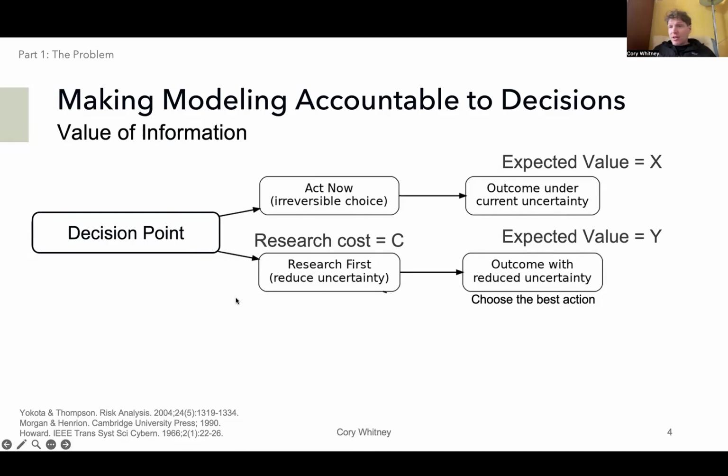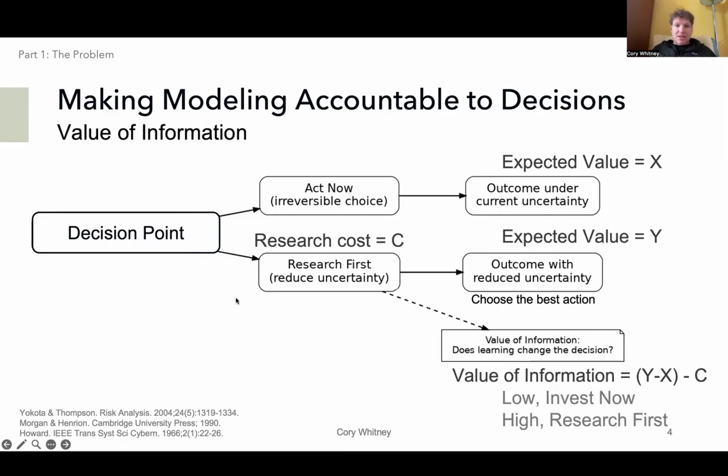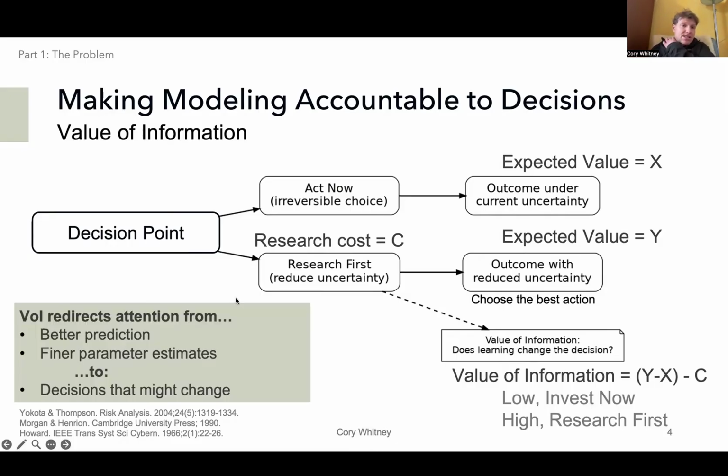We could spend some time learning first, then depending on the opportunity cost of that time plus the cost of whatever research we do, we could get a new expected value because we choose a better action. We may choose a better action because we have reduced uncertainty. And the question that value of information helps us answer is: is that value gained, Y here, that new expected value, more than the current expected value, and is it more than the cost that we would spend to get this? It's a way of comparing outcomes under current uncertainty with outcomes after the uncertainty is reduced. It's a prioritization heuristic, and it helps us make explicit what's at stake when we decide.